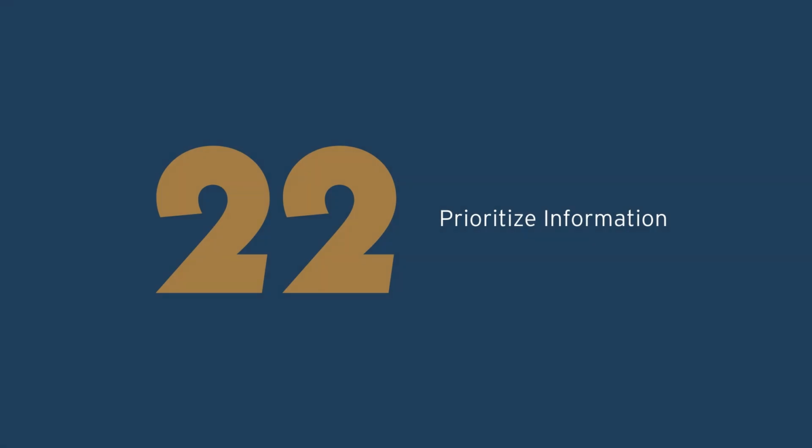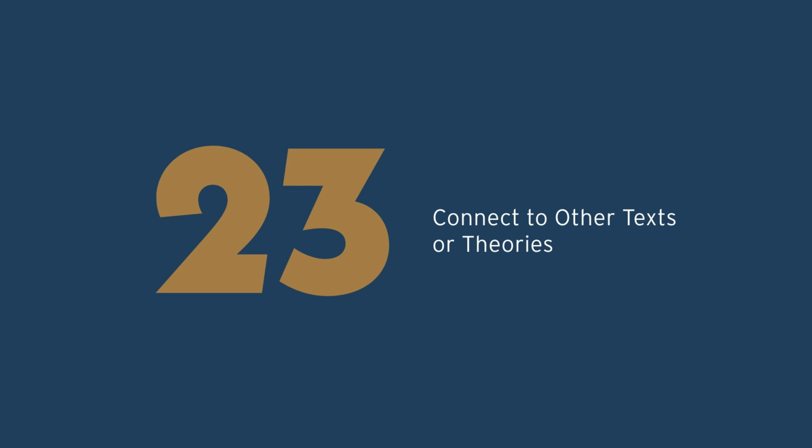22, prioritize information. Identify what's essential for your purpose. Think about thesis statements, evidence, or the implications for practice or society as a whole. 23, connect to other texts or theories. Link what you've read now to other research, your coursework, or your own writing projects, and what you've learned from that. 24, use the SSQ method.